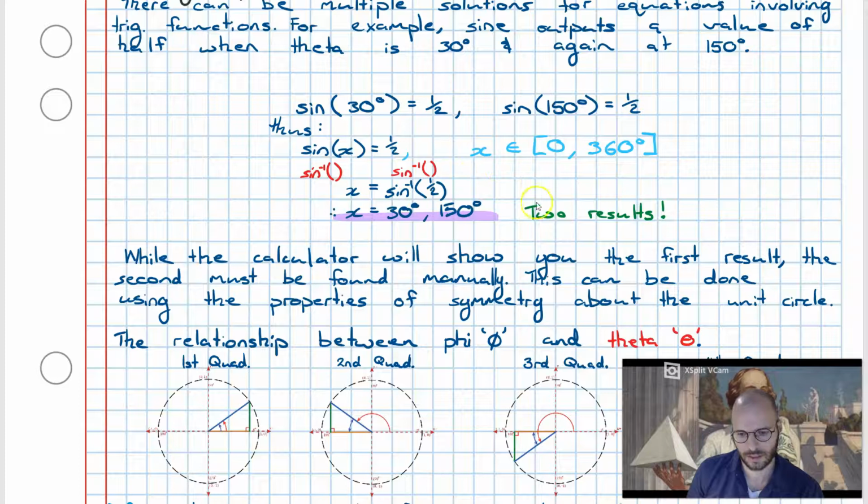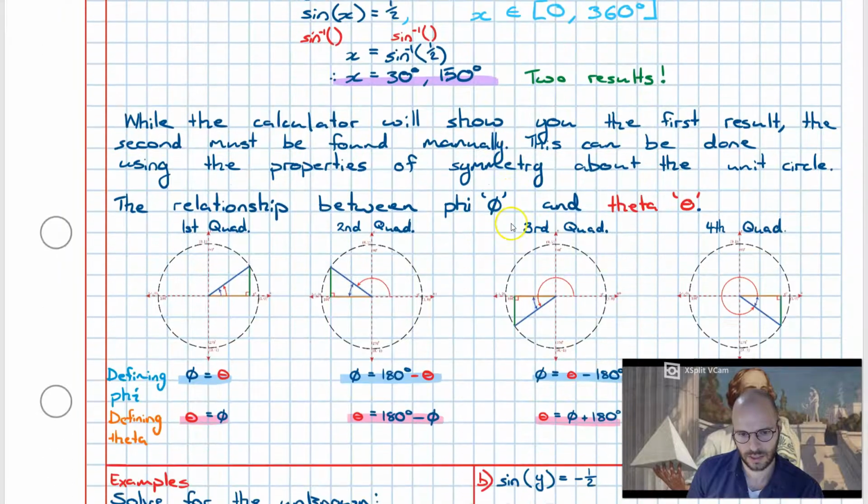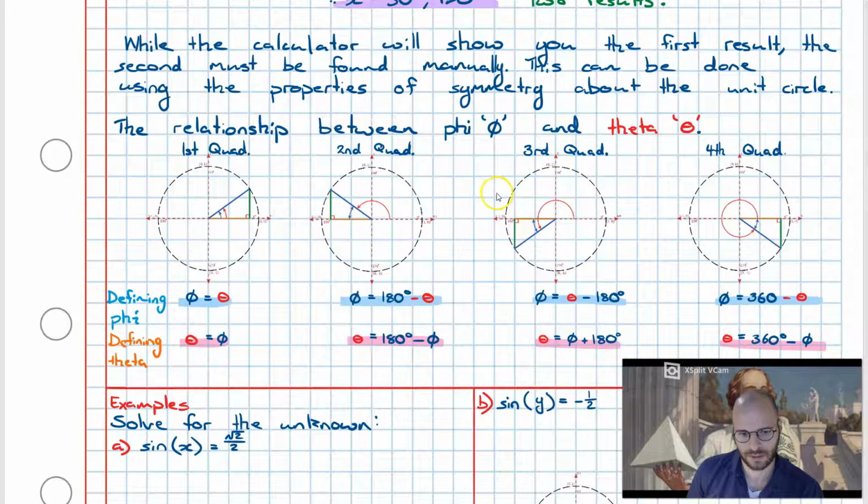Now the way in which we can do this is we can look back to our previous lesson about the symmetry or about the unit circle. And what we defined was the interior angle of the triangle that's represented in the unit circle. We defined that as phi. And then we had a look at the relationship between phi and theta, theta being the angle that sweeps around the unit circle. So this red angle here, here, here, and here.